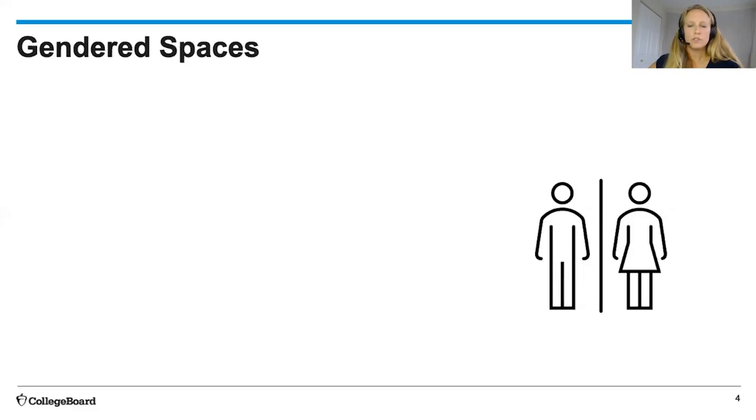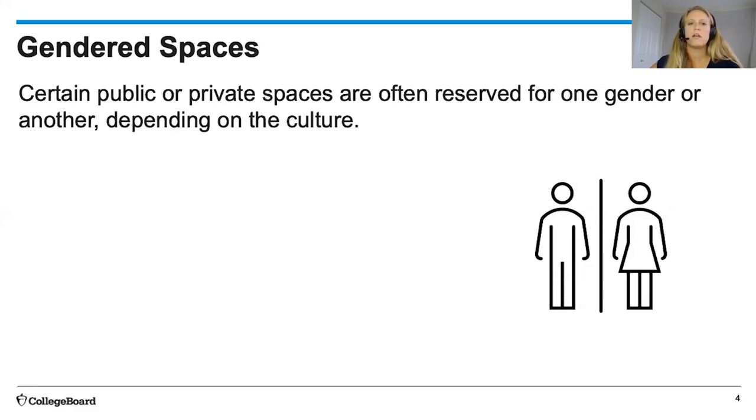One other important term before we get started is gendered spaces. There are a lot of different private and public spaces that are often reserved for a specific gender depending on your culture. It helps to use an example. For example, in the United States, a very common one is locker rooms, where men and women are divided between the two private locker room spaces.